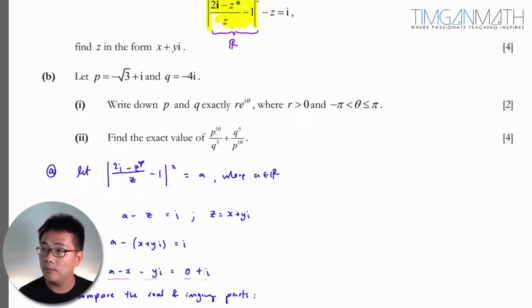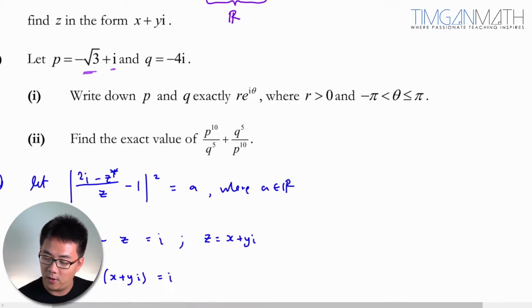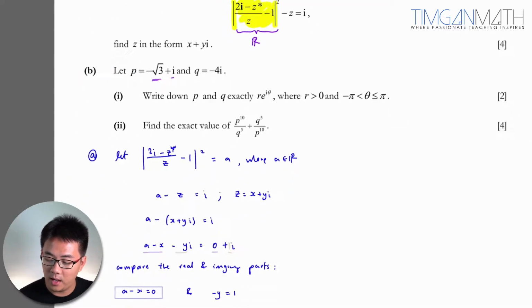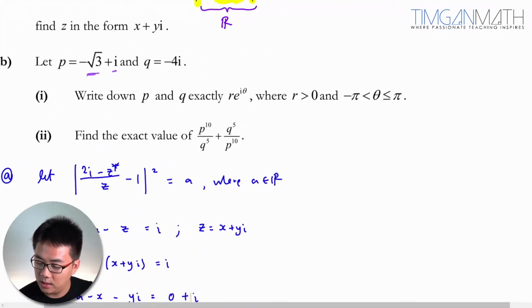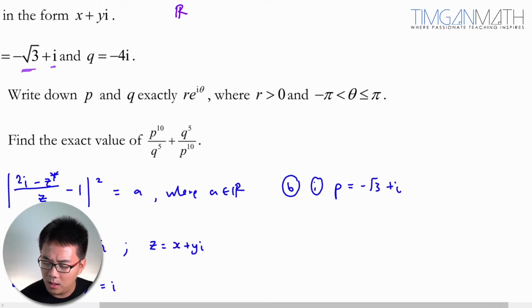Now let's look at part B. Part B is a pretty interesting one. I always tell my students, whenever you see an expression like root 3 and 1, it means you could find the exact argument, and similarly with minus 4i. So what I'm going to do is, you're asked to find p and q and r e^(i theta) exactly. So I think that is pretty okay. The first part is just to draw the Argand diagram, if you could not see the argument and whatnot. If you're able to skip this step, it's fine also.